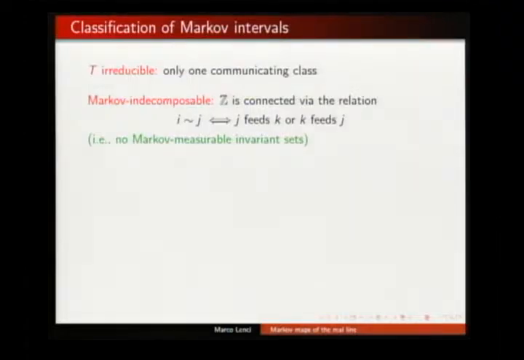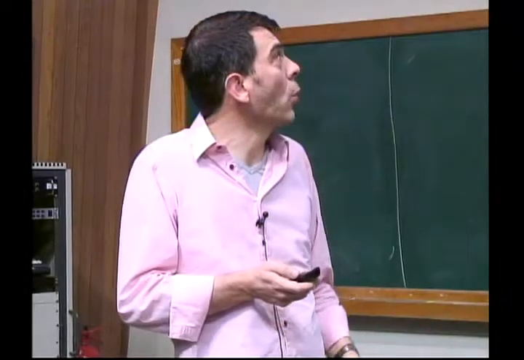If the set of states for your Markov map, which is in bijection with Z, is connected via the relation, I mean, if a state feeds another state, or vice versa, remember for the communication relation, you had and, not or. Then you say that they are connected in some way.